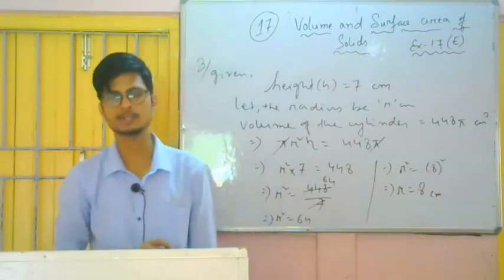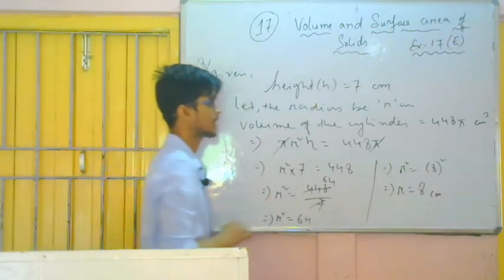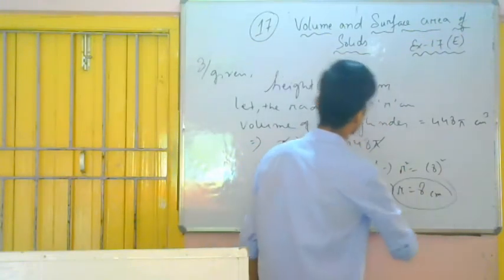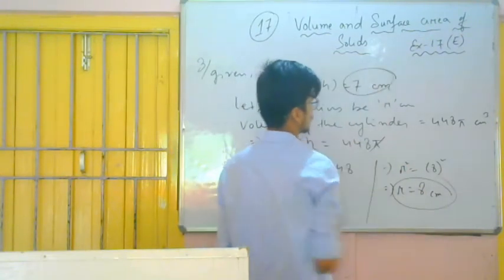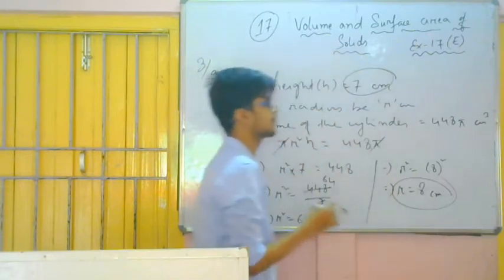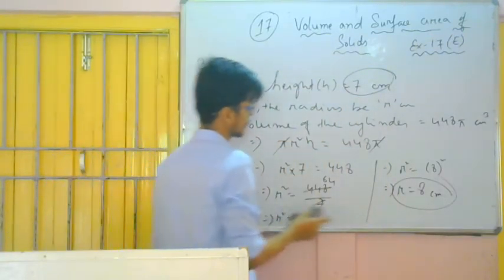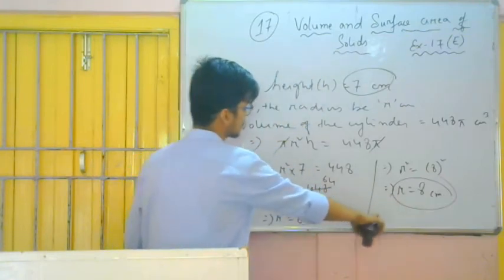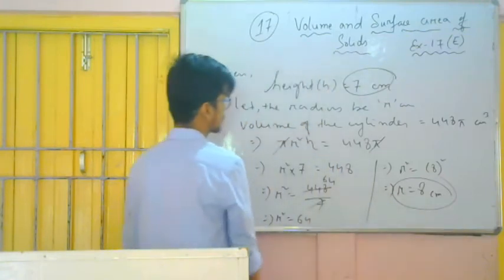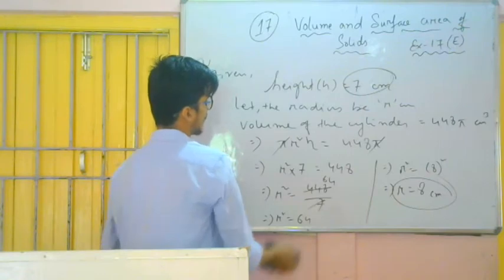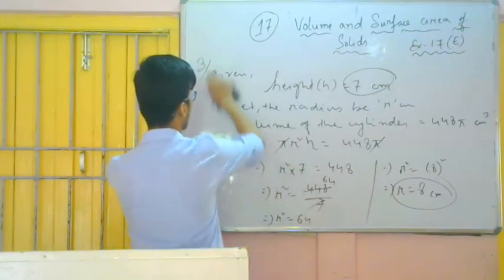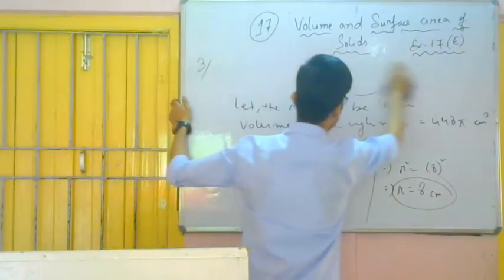So now the question is to find the lateral surface area. We know the radius, and the height is given, so using these two values I can easily find the lateral surface area. So in the last line you write, therefore the radius of the cylinder is 8 centimeter. So now I will find the lateral surface area.